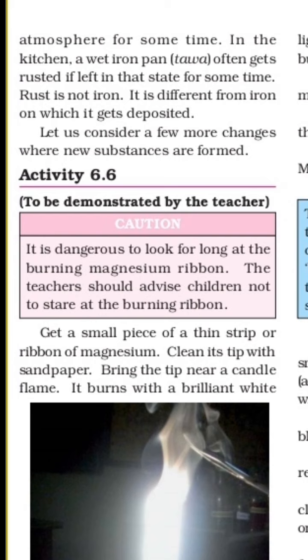Rust is not iron. Keep in your mind, rust is not iron. It is different from the iron on which it gets deposited. Iron is different from the rust and rust is different from the iron. You keep in your mind, iron and rust both are different substances. Up to this we will learn, and in this chemical change also many more activities are there, we will see in the next period.